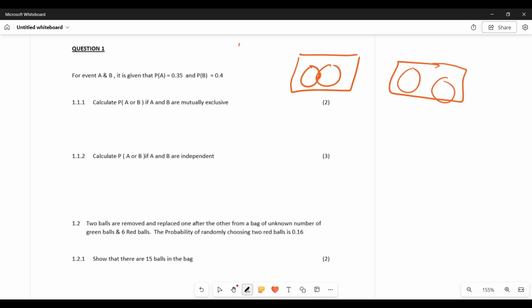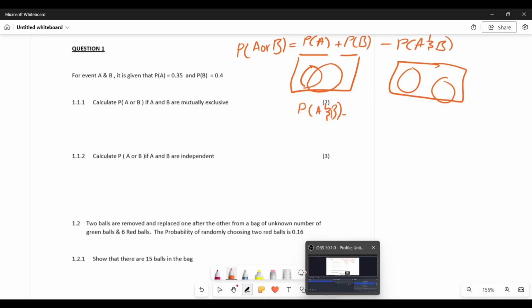Now remember your probability of A or B is equal to the probability of event A plus the probability of event B minus the probability of event A and B. Now let's indicate the middle value as x. But because these two are mutually exclusive, they do not have anything in common, so your probability of A and B for mutually exclusive events will always be equal to 0, right?